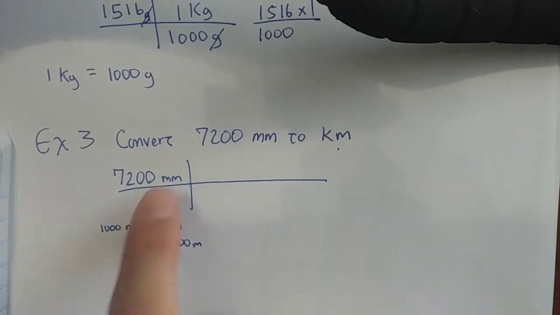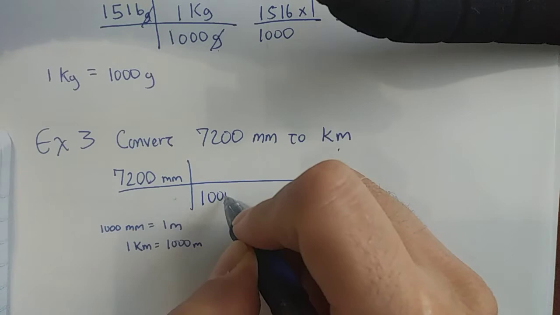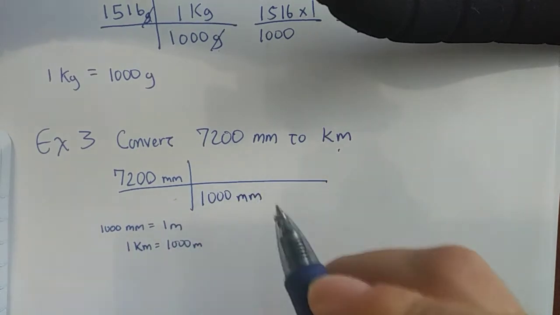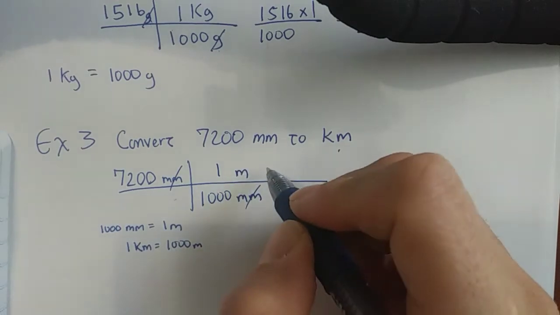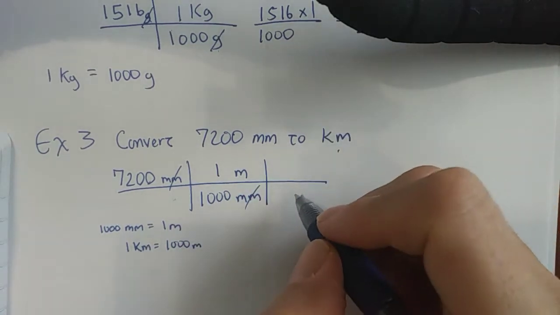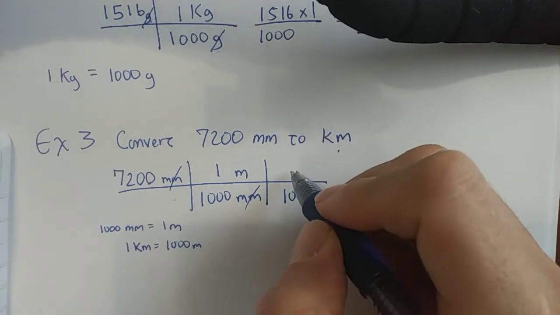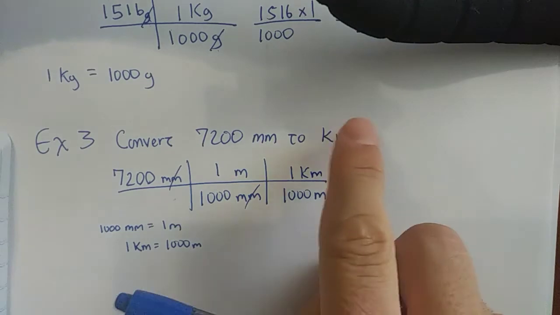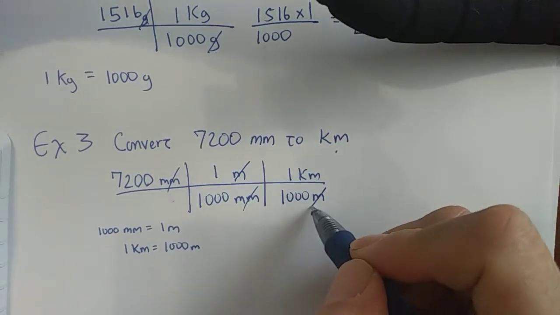So we go from millimeters to meters. So I'm going to put millimeters in the bottom so that they will cancel out, and the meter goes on top. Now I'm going to go from meters to kilometers. So the meters are going to go in the bottom. 1,000 meters and 1 kilometer. See, I end up with what I want. What I'm going to ends up over here. All the other units cancel out.